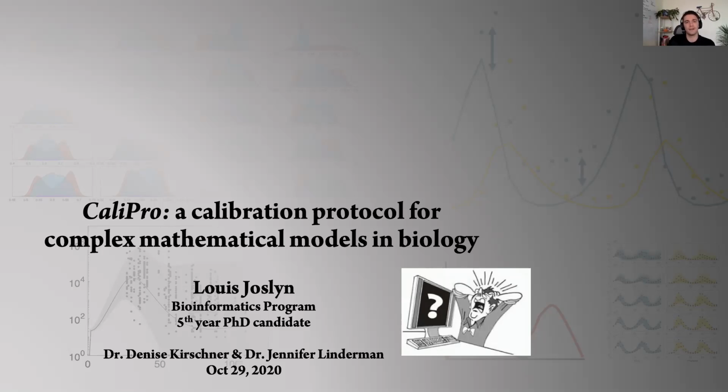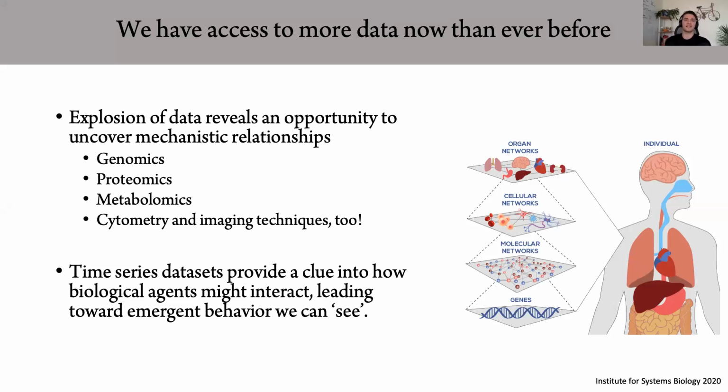So before I begin, I just want to say that we have access now to more data than we ever have before. And it's really this explosion of biomedical data sets that reveals an opportunity for us to uncover mechanistic relationships. Starting at just the genetic level, we have genomics, and then we've got proteomics, metabolomics, all these different types of data sets that are informing us about events happening on scales ranging from the genetic level through the molecular networks, through cellular interactions, and even events happening at the organ scale, where we can take images of lungs, for example. And all of these scales happen within a single host.